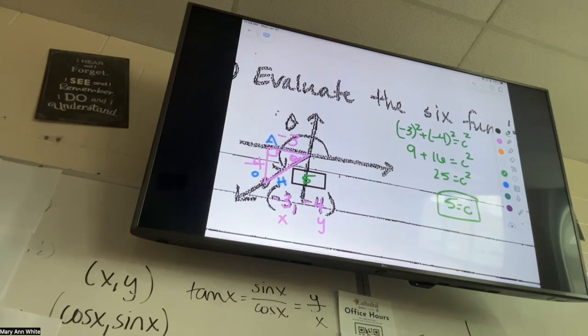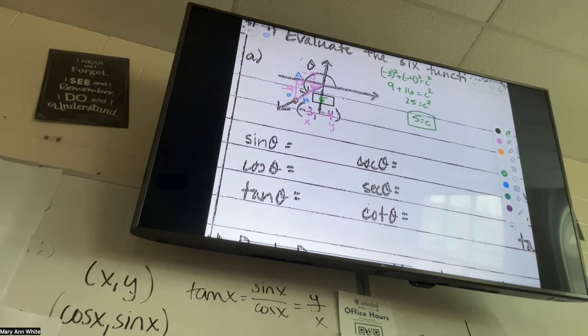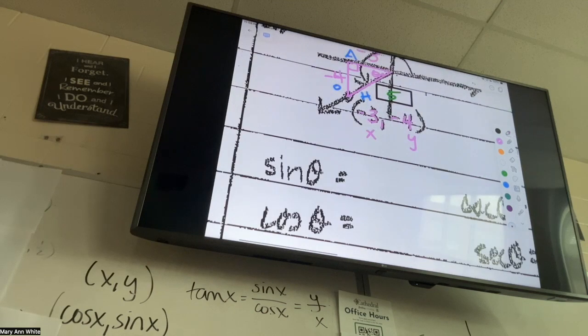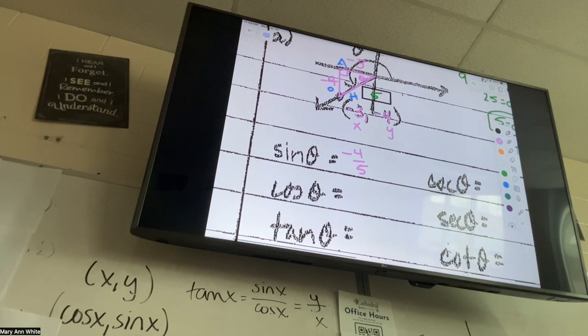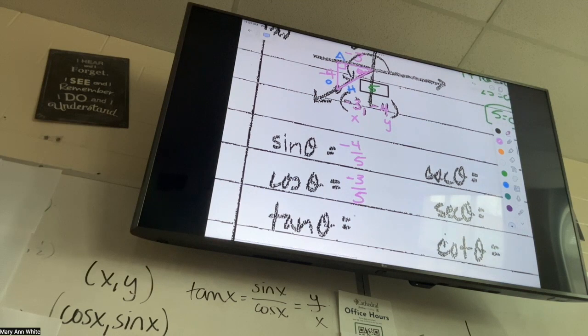Now that I have my whole triangle labeled, can you find sine, cosine, tan, cosecant, secant, cotangent? All right, ready, go. Make sure to keep your negatives with you. So if your side has a negative, that trig function is in itself negative as well.